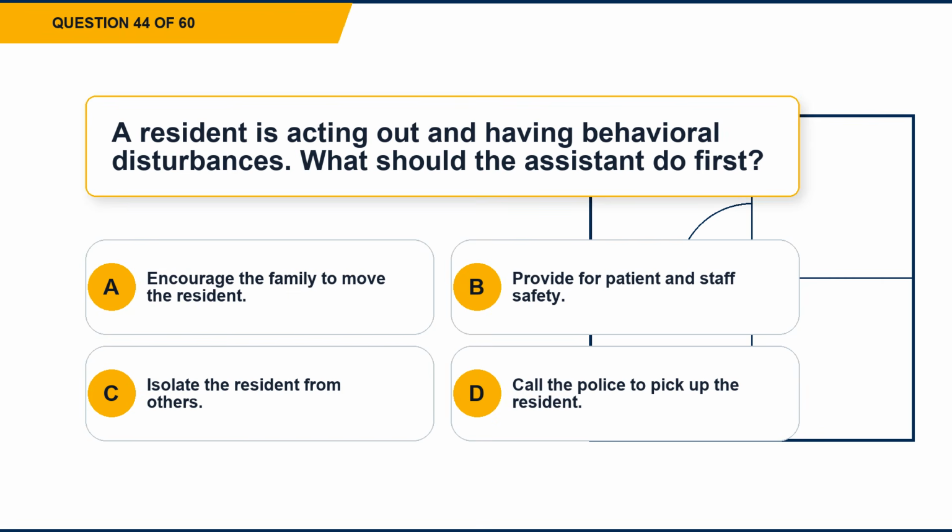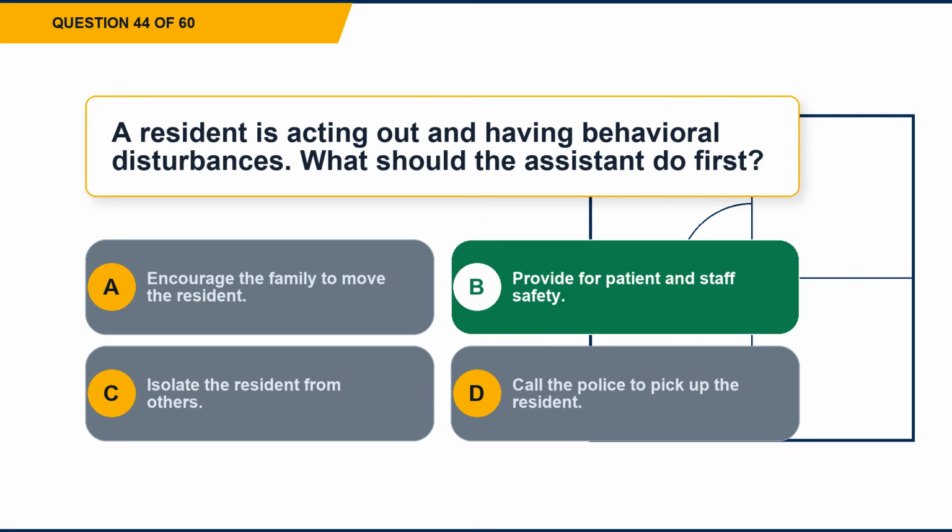Question 44. A resident is acting out and having behavioral disturbances. What should the assistant do first? Option A. Encourage the family to move the resident. Option B. Provide for patient and staff safety. Option C. Isolate the resident from others. Option D. Call the police to pick up the resident.